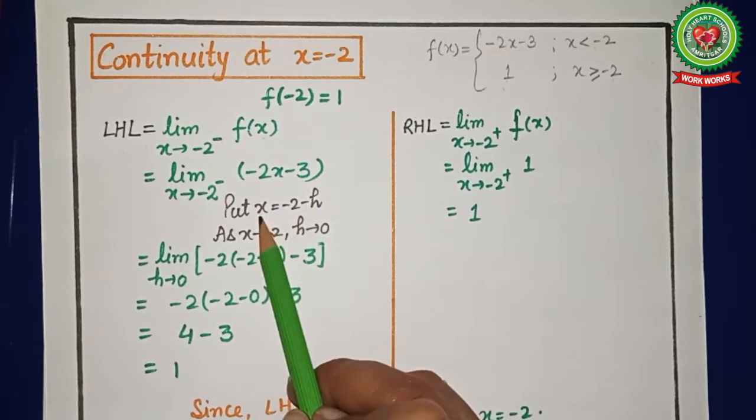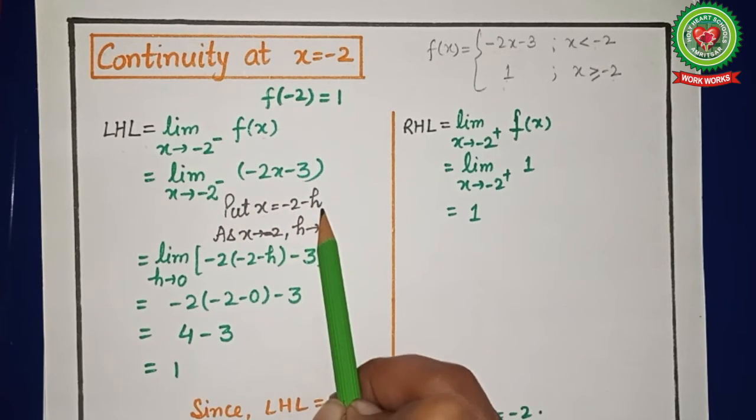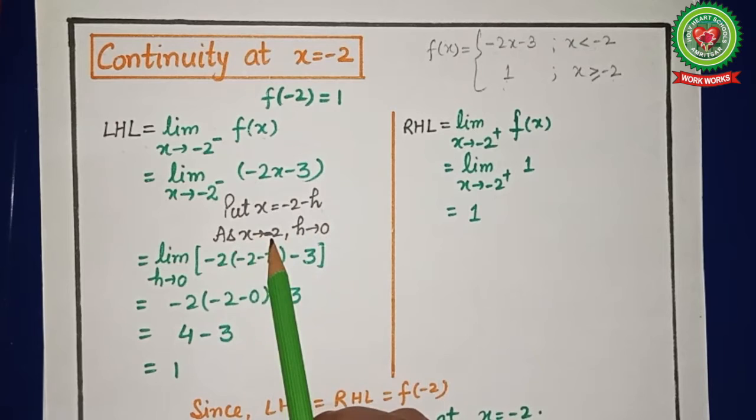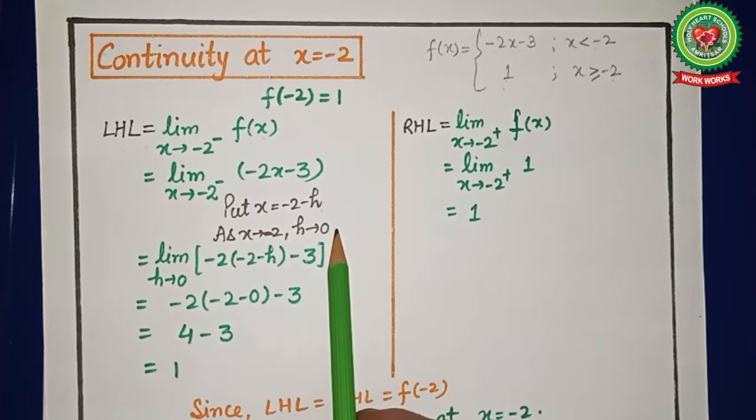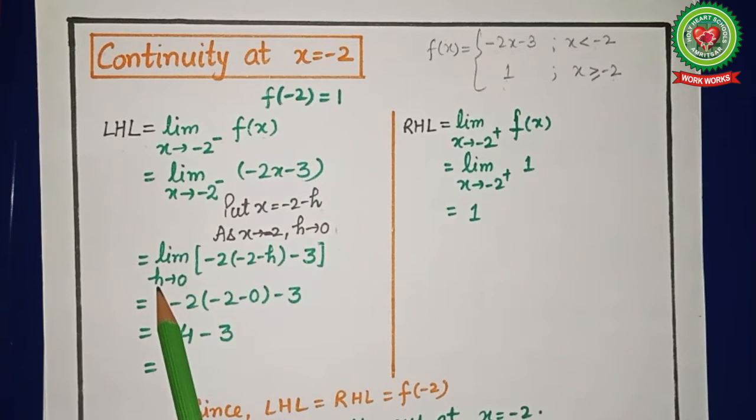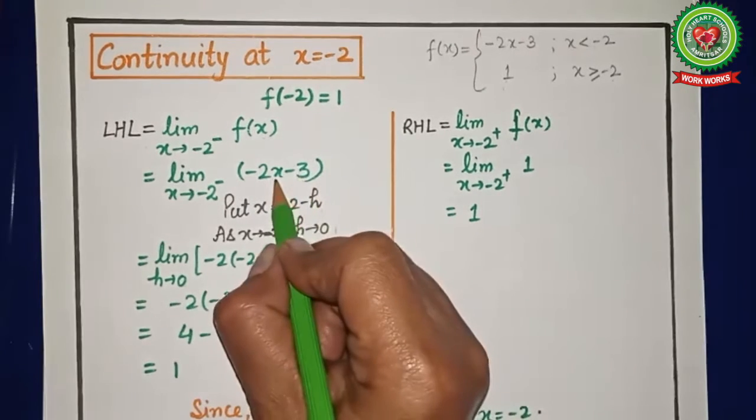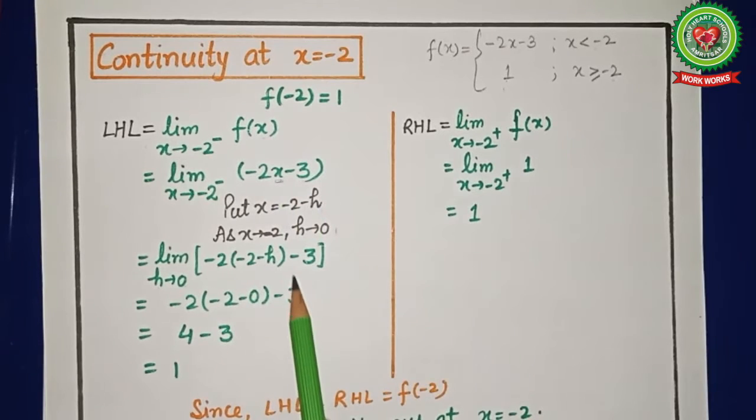Applying the h method, x is equal to minus 2 minus h. As x approaches minus 2, h approaches 0. So here we get limit h approaches 0 of minus 2 multiplied with (minus 2 minus h), in place of x, minus 3. Now as h approaches 0, we get minus 2 in bracket minus 2 minus 0, minus 3. So here 4 minus 3, so the value is 1.